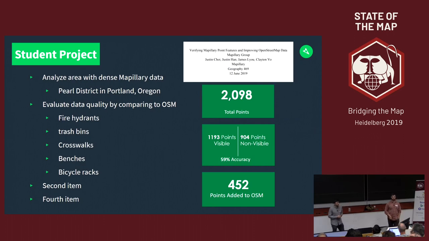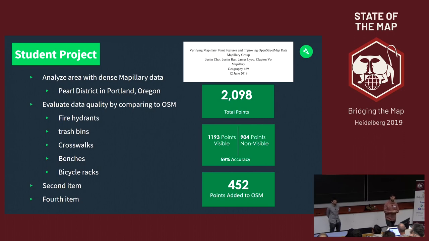So a similar project we worked on this year was with four students from the University of Washington in Seattle in the US. And we decided that we wanted to analyze an area that had dense Mapillary imagery and therefore pretty dense data. So we picked a section of Portland, Oregon, known as the Pearl District. So it's a nice quadrant of the town.